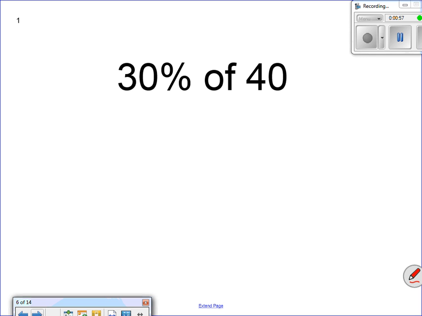30% of 40. Now, I had "of" bold in the beginning of this lesson because I want you to know that "of" equals multiplication in this. The reason why we were going over percents as a decimal, I want this to be written as 0.30 of 40. 0.30 times 40 equals what? This is all you have to do. Now you just strictly multiply.